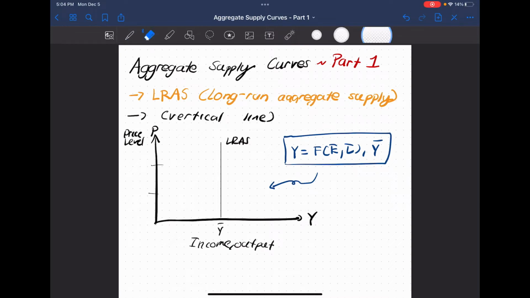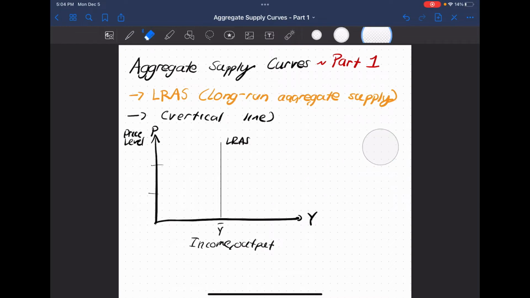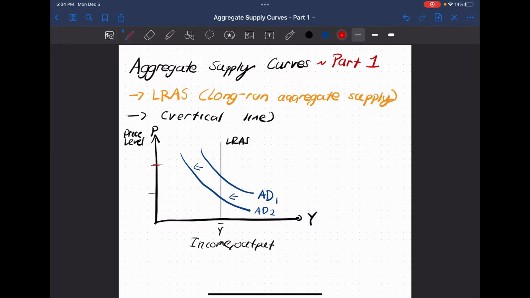So let's say in the economy that there is a demand shock. Let's say we started out with aggregate demand curve 1, right? And there is a demand shock. So we shifted to aggregate demand curve 2. We shift leftwards in this case. Don't forget to draw the arrows. That is essential in drawing graphs. We can see that in this case, pardon my drawing, that should be a straight line.